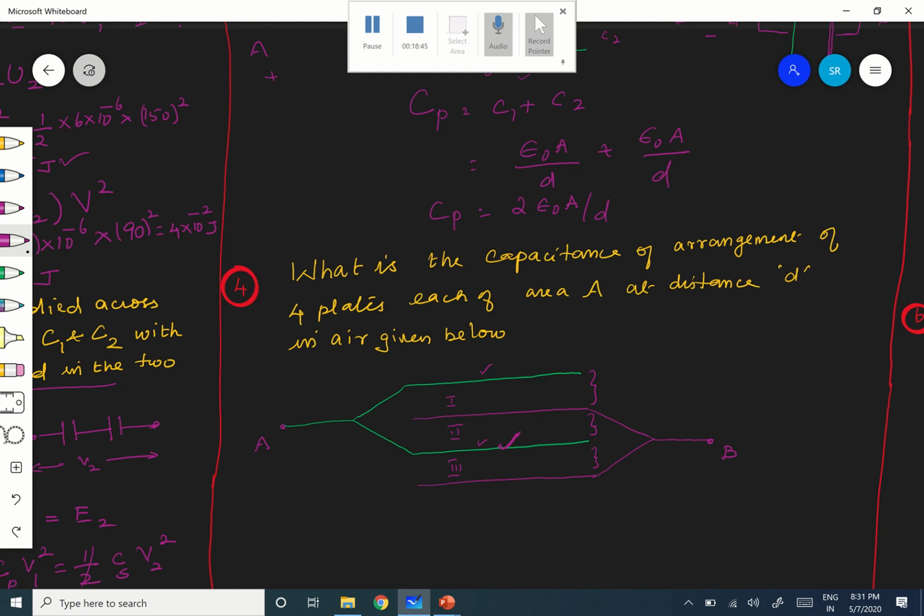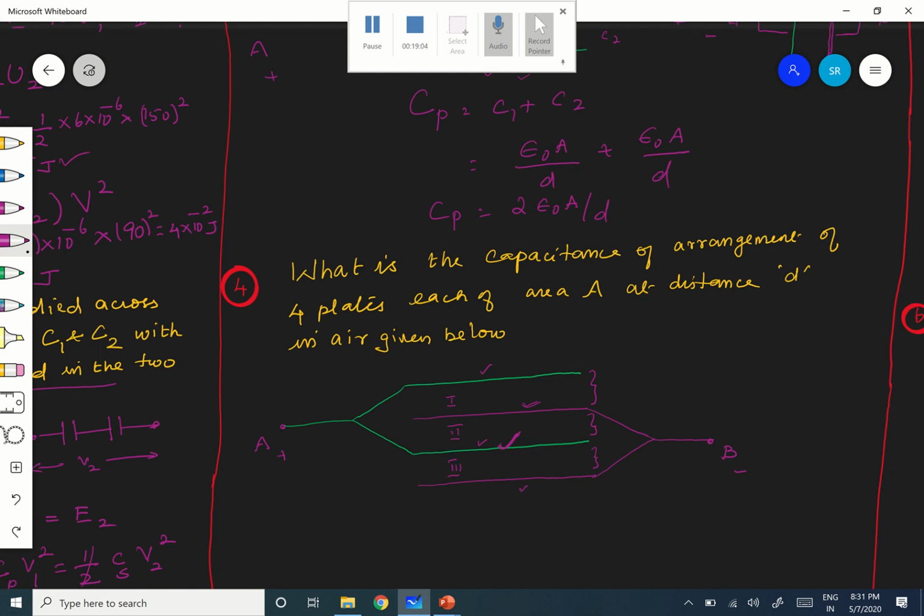Here, if you consider this positive and that negative, the lower plate of the first capacitor and the upper plate of the second capacitor are the same, and the lower plate of the third capacitor, all are connected.